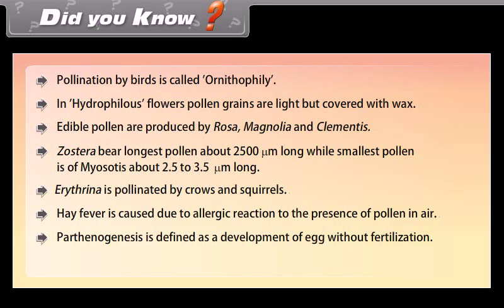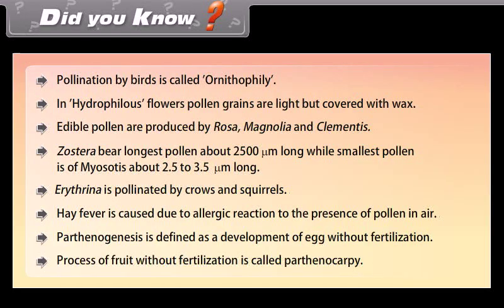Parthenogenesis is defined as the development of an egg without fertilization. The process of fruit formation without fertilization is called parthenocarpy.